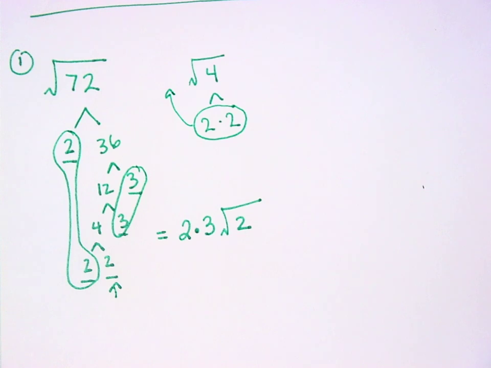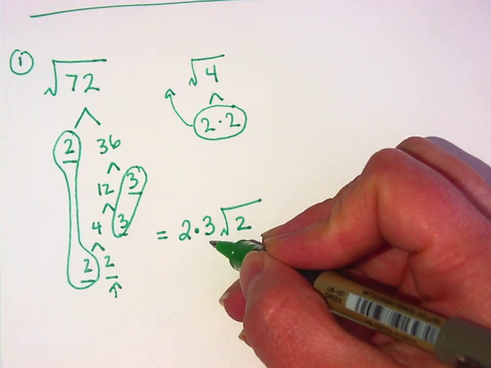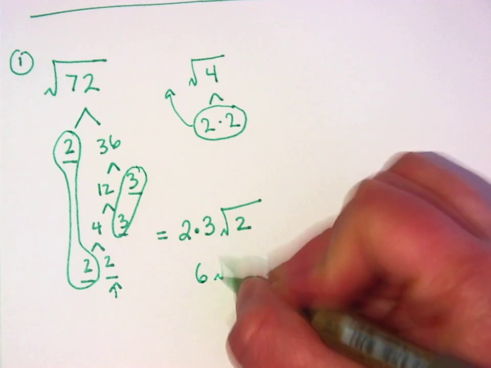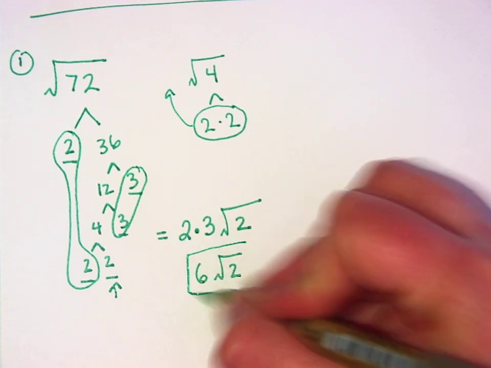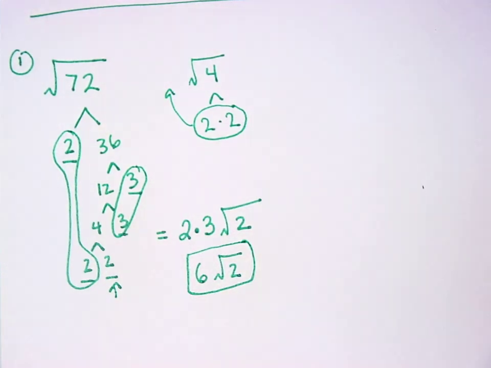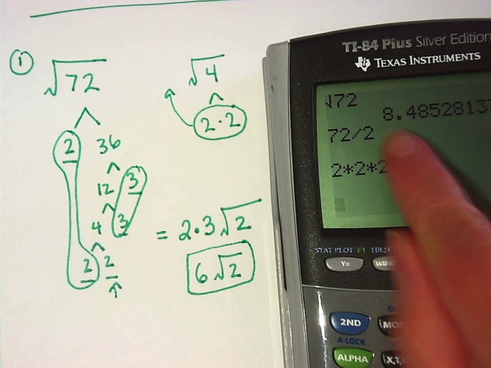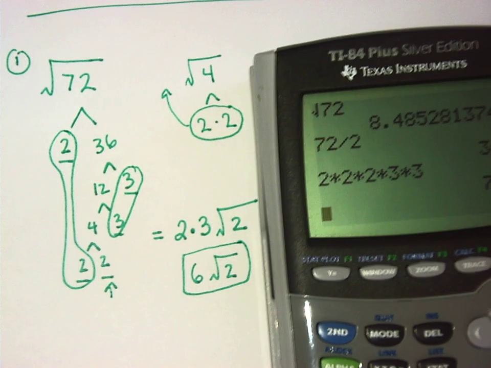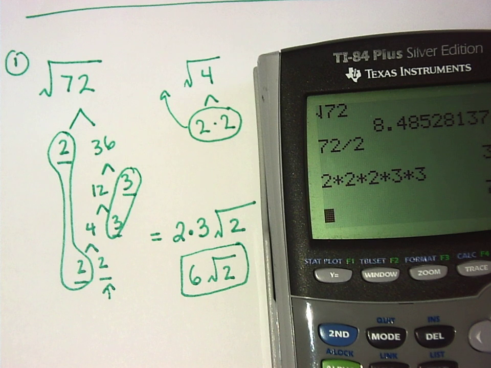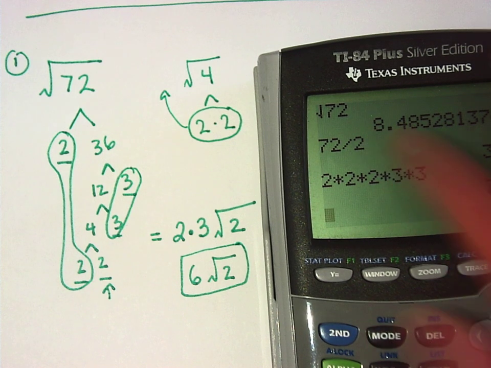That equals 2, right? It doesn't equal 2 times 2, it equals just 2. So what's 2 times 3? 6. The final answer to this problem is 6 square roots of 2. Now what we're going to try is to prove it to ourselves. Do you remember how we found out earlier that the square root of 72 was 8.48? Okay? So now what I want you to do is type in 6 times the square root of 2.